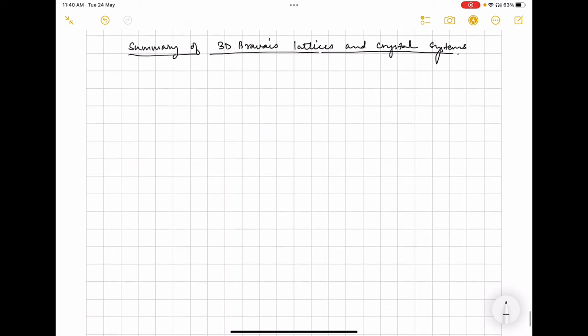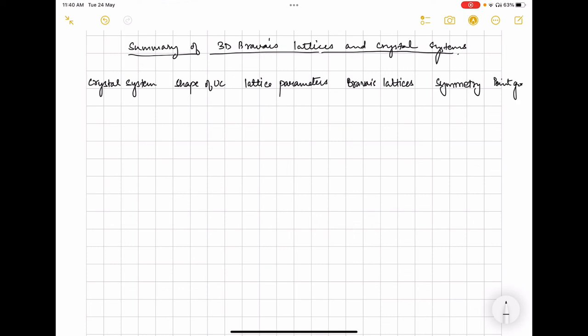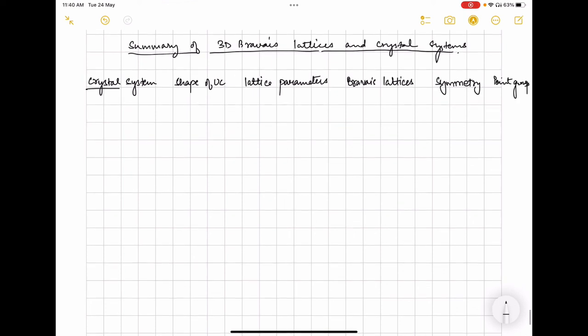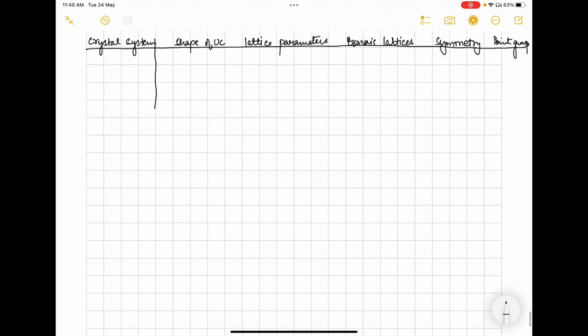Okay, so let us take crystal system, shape of unit cell, then the lattice parameters, Bravais lattices that exist for a particular system, and the characteristic symmetry and the point groups. Okay, so we have, let us make a table out of this.